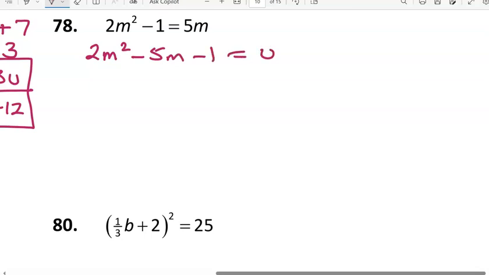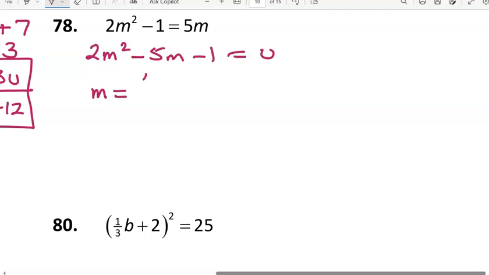that we have all of our terms on one side. And what I'm going to note here is that this is going to be unfactorable. 2 times -1 is -2, and I cannot find factors that add to -5. So since this is not a good candidate for complete the square, I'm going to use the quadratic formula.